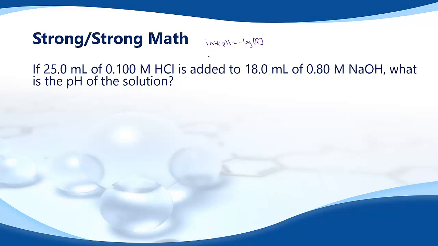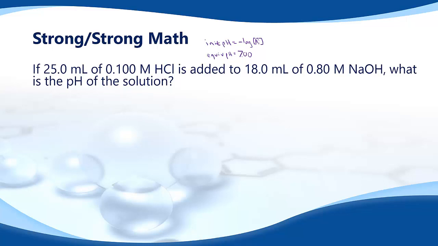We know that at equivalence for a strong acid, strong base, the pH is going to be 7 on the dot. If you're working at any point other than those 2 points, you're going to have to do just some stoichiometry. It's not that difficult of a problem to do.